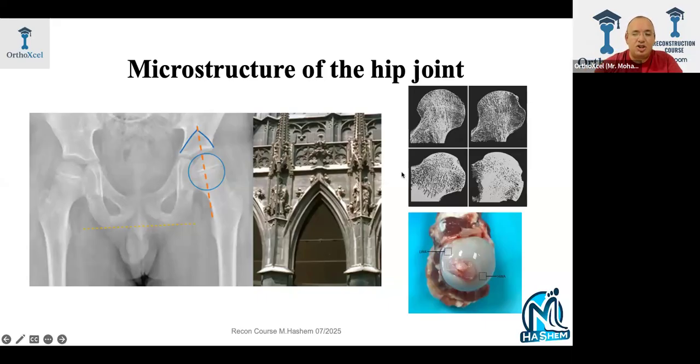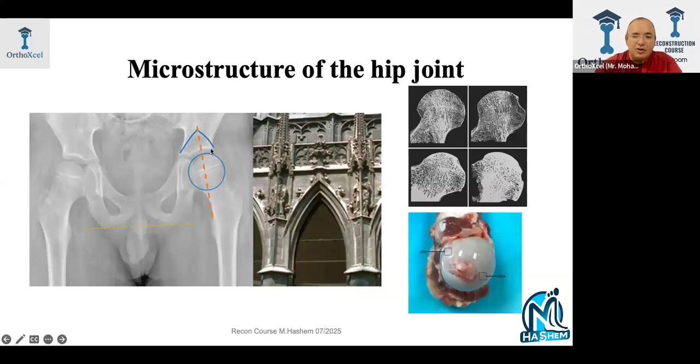They show the microstructure of the hip in the form of a Gothic arch. As you can see, this Gothic arch. So basically, your weight comes on the hip through a shape like a Gothic arch. So a big circle inside, which is the femoral head, and the Gothic arch, which we call the pelvic sourcil. The pelvic sourcil is the weight-bearing part of the pelvis or the acetabulum, which is the acetabular roof.